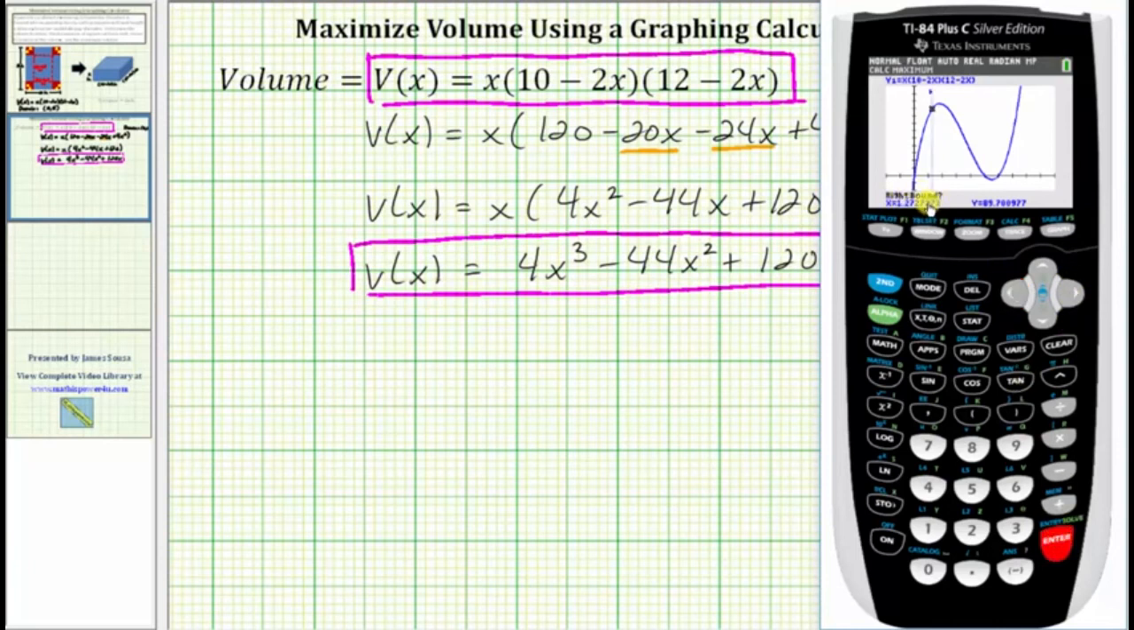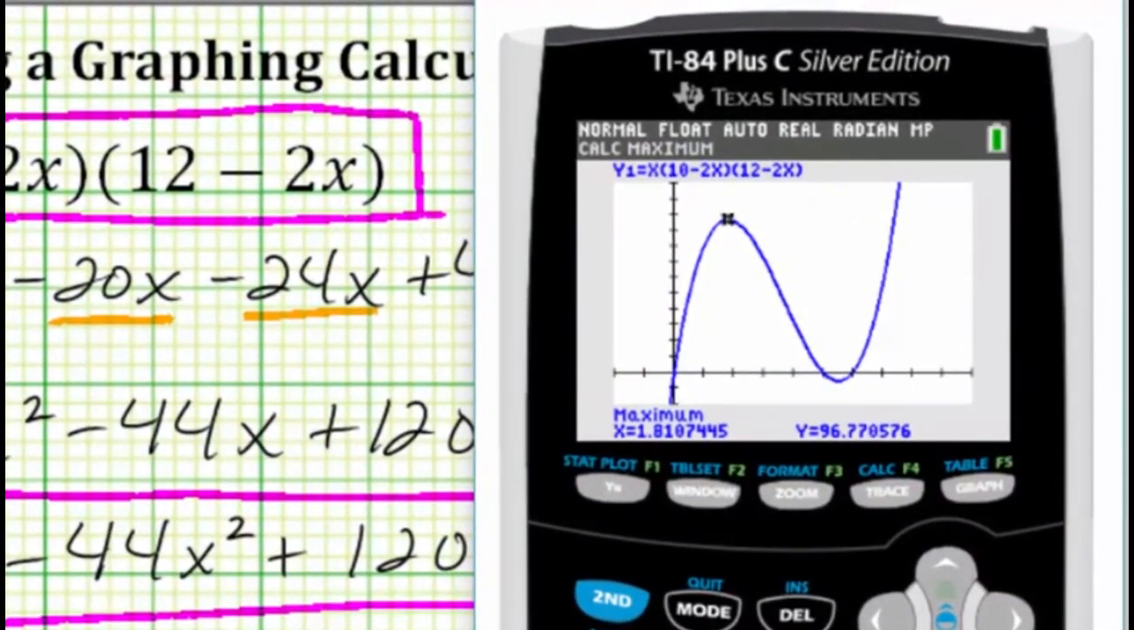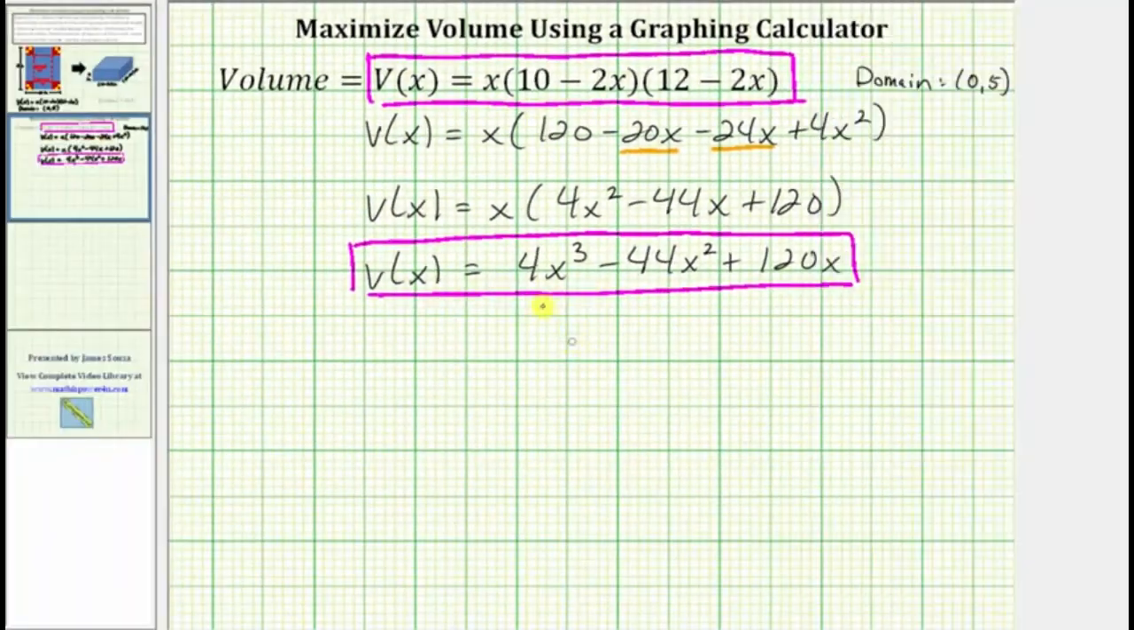And now it's asking for the right bound. We now move the cursor to the right of the high point. Let's say approximately here, press enter. It does say guess, but we can just press enter again. Then notice how the ordered pair of this point show below. The x-coordinate is approximately 1.8107, and the y-coordinate, or the volume function value, is approximately 96.7706. Let's record this ordered pair.